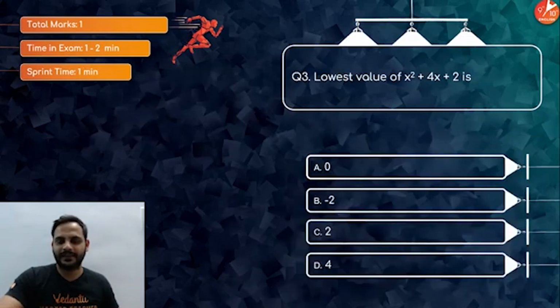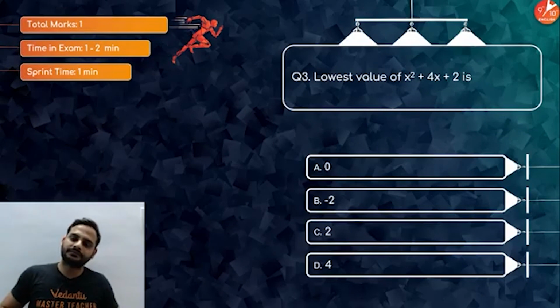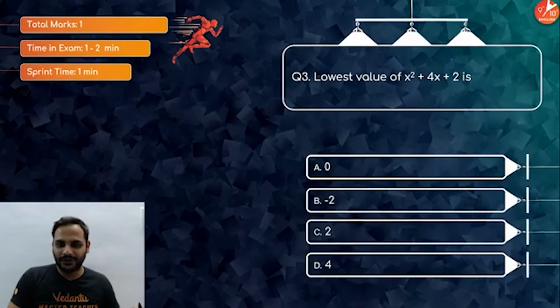Easy hai, theek hai. Next question dekho. Lowest value of x square plus 4x plus 2. What will be the lowest value of x square plus 4x plus 2? I think this is a slightly high level question, but let's do that.